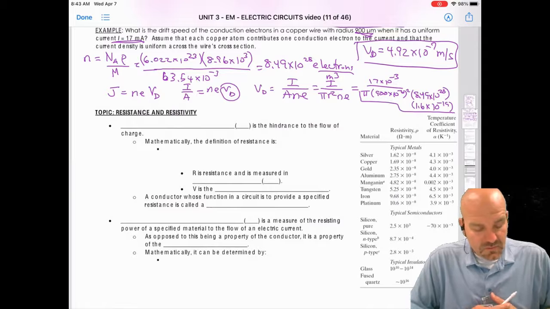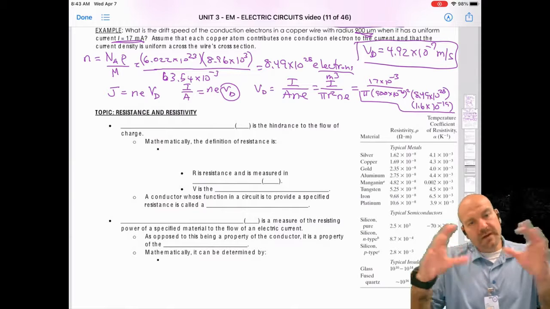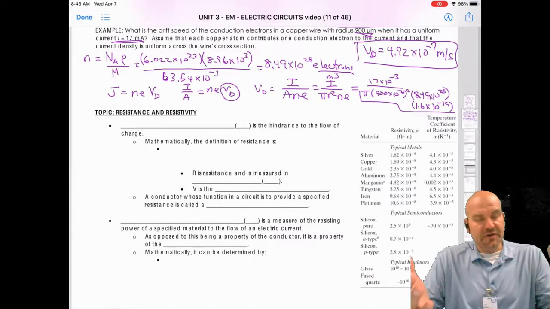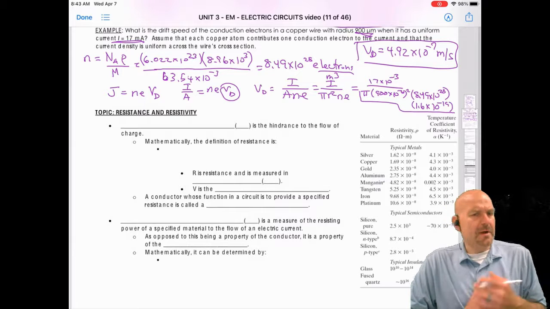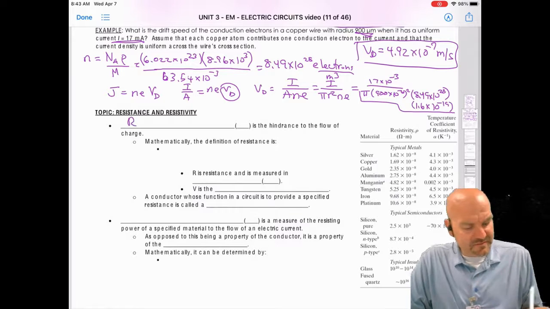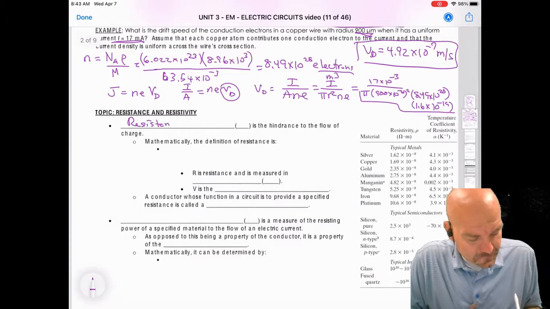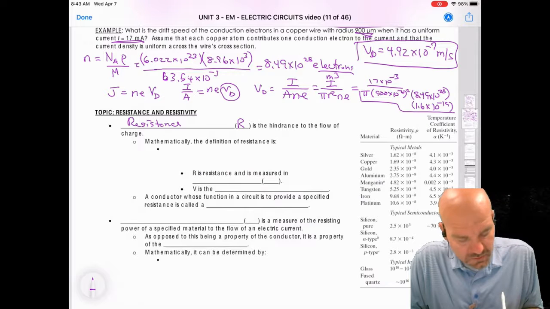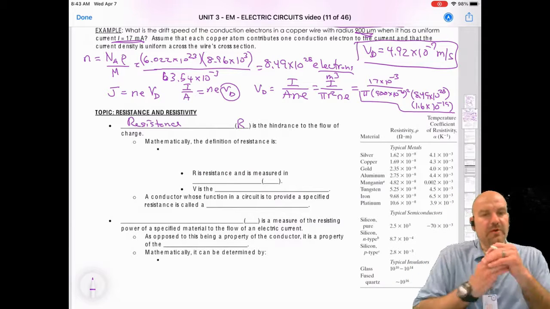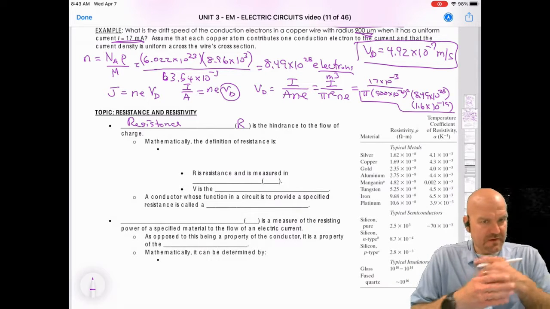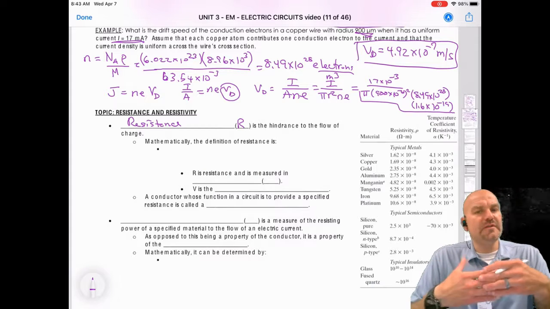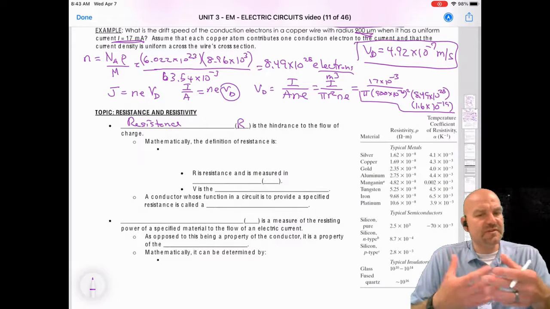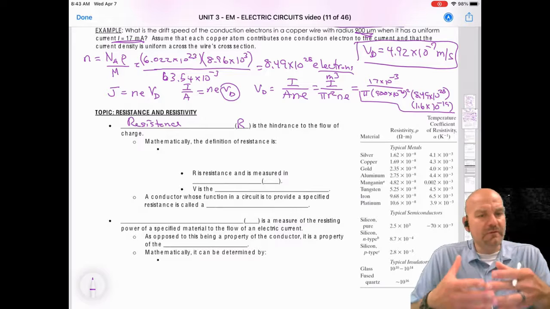Okay, so in this video, we're going to start moving our conversation to bringing in circuits. We're going to start by talking about resistance and resistivity. So resistance, which we call R, is what we call the hindrance to the flow of charge. You can see the word resist in there. So these resistors, or resistance, are going to stop the flow of charge.